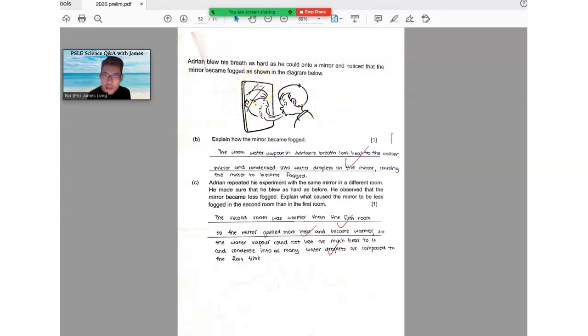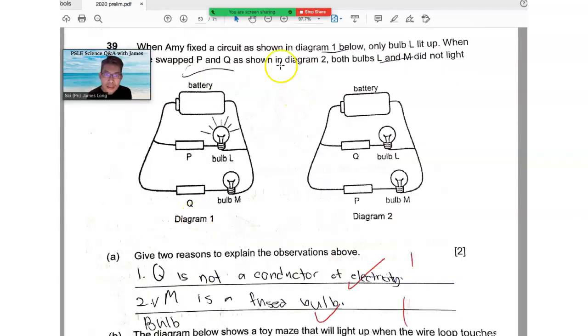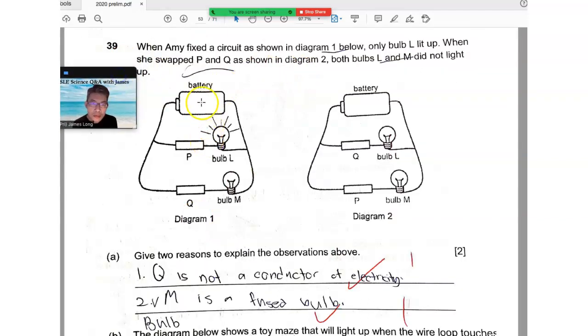If it's not so cool anymore, it means the rate of condensation will actually decrease. Okay, last two questions. Now, circuit question, right? So take a look. When we attach these two here, this one lights up. Lights up means the battery definitely is working. So don't say the battery has run out of power or anything.